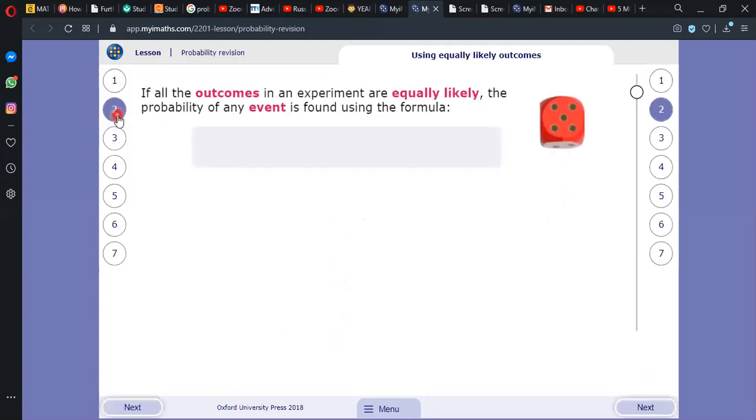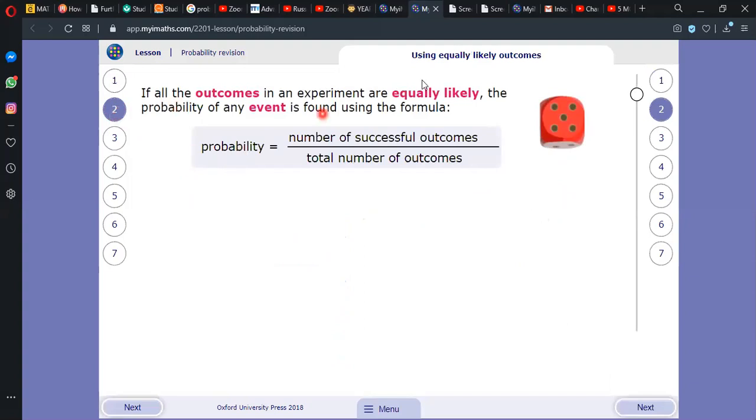Well done. Moving on. Now, if all outcomes in an experiment are equally likely, the probability of any event is found using the formula below. I remember giving you that the word that you have there that is called successful, okay, the word successful over here, we can also use the word required. Okay, we should take note of that. So I could do it this way. We can use the word required.